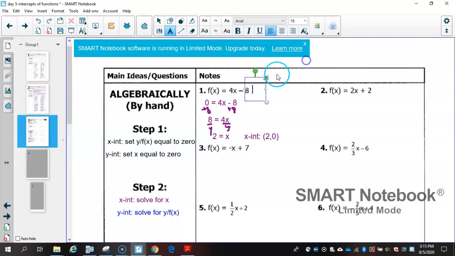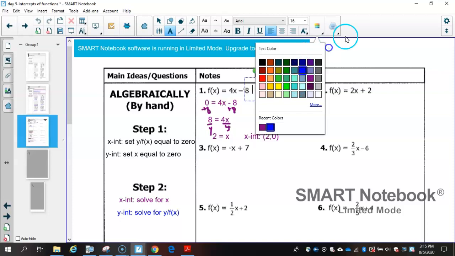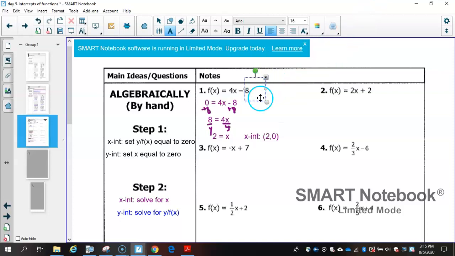Now, if we want to find the y-intercept, I need x to be 0. So I'm putting f of 0, which means x is 0. And anytime I see an x, I'm going to put in 0. Oops, that was supposed to be 0, not x.